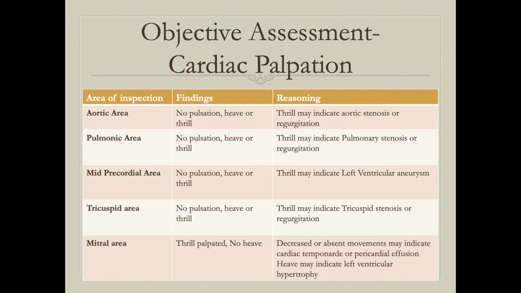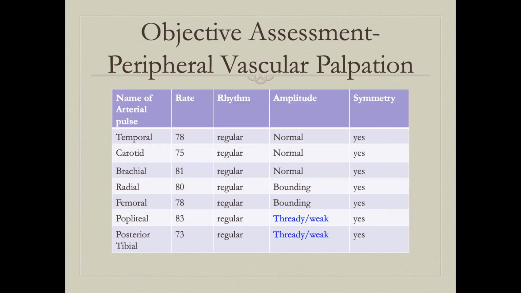Cardiac palpation showed normal results. Absence of pulse may indicate vessel constriction or obstruction. Popliteal and posterior tibial pulses were thready and weak during assessment, which could be secondary to peripheral vascular disease.